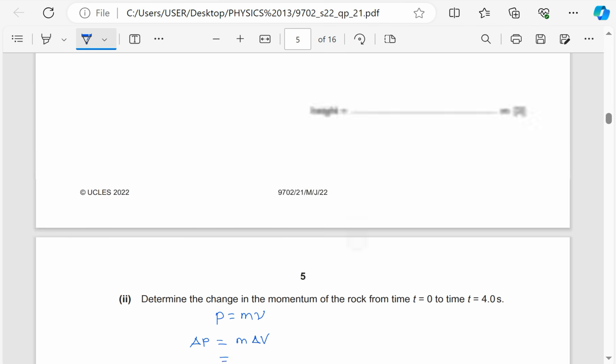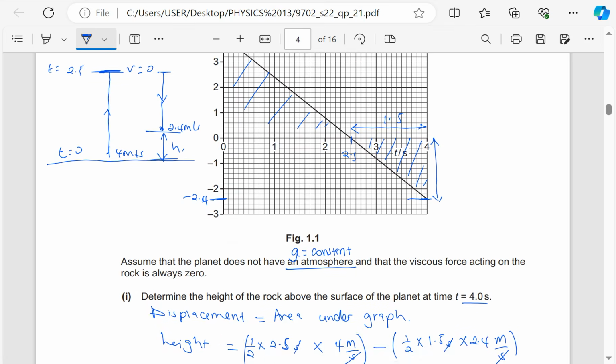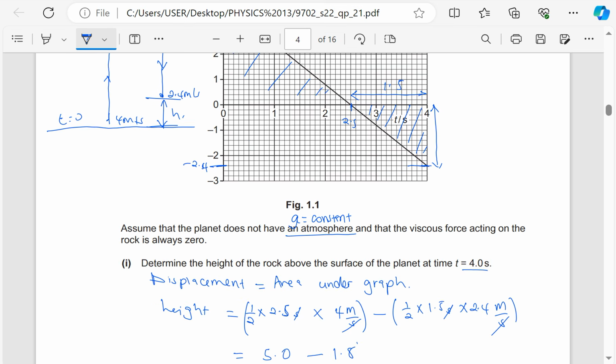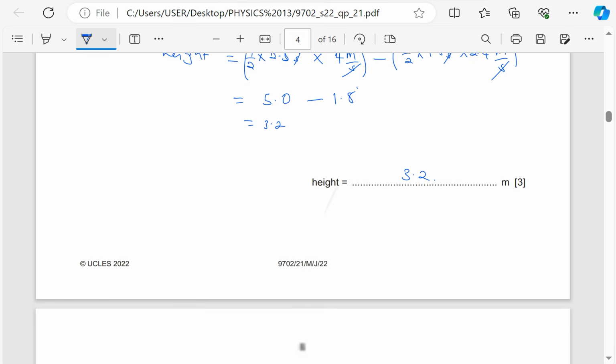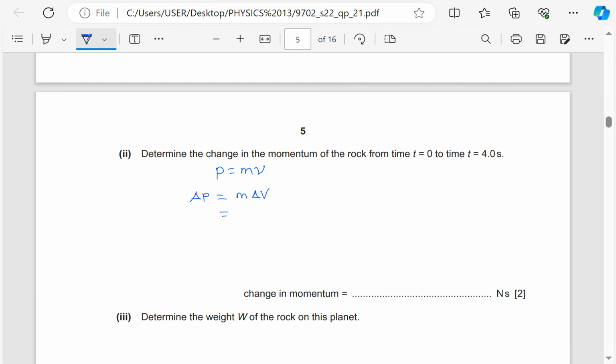So the mass is 7.5, then velocity changes from 4 meters per second to negative 2.4. The change means subtracting, but again the velocity is negative, so we shall have a positive value. You may decide to start with the initial velocity minus the final velocity, or the reverse: final velocity minus initial velocity, the order doesn't matter. You just need a change to get the magnitude.